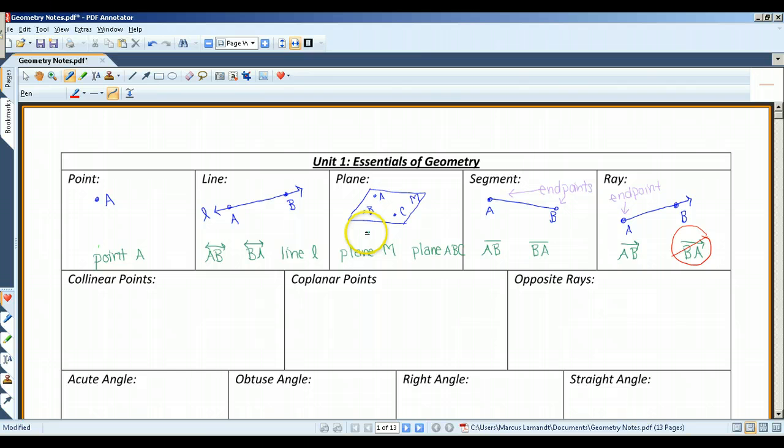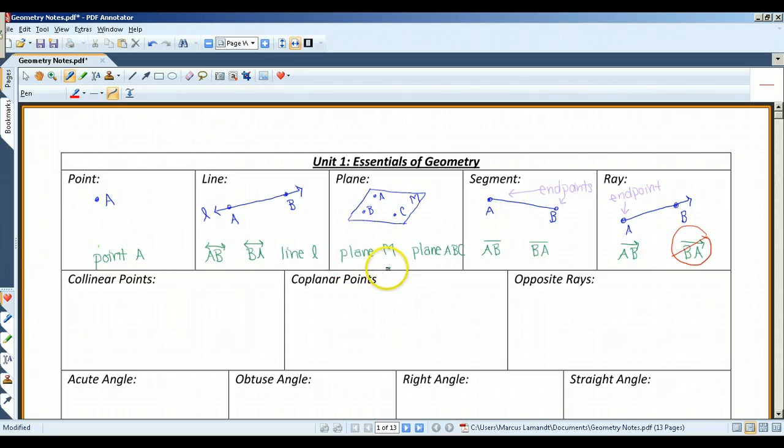You can use 3 points that are not all on the same line to name a plane. So you could name it plane ABC, or plane CBA, or BAC, or any combination of these 3 letters. Or if there were other letters in the plane, you could name them after those. Or if there's a letter in the corner, like here, you could just call it plane M.